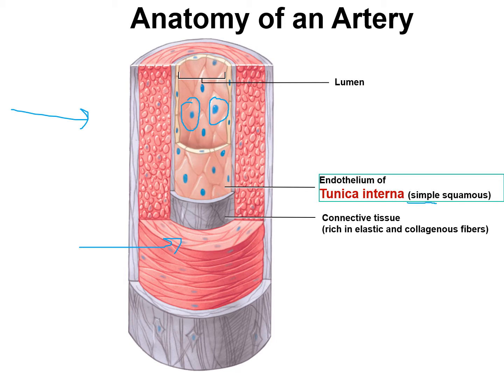And then just out from the tunica interna, just out from the endothelium of the artery, is a fairly thin layer of connective tissue. Notice it says rich in elastic and collagenous fibers. So it is strong, but it's also elastic. It has to be able to withstand the pressure of the blood, which is typically higher in most arteries.